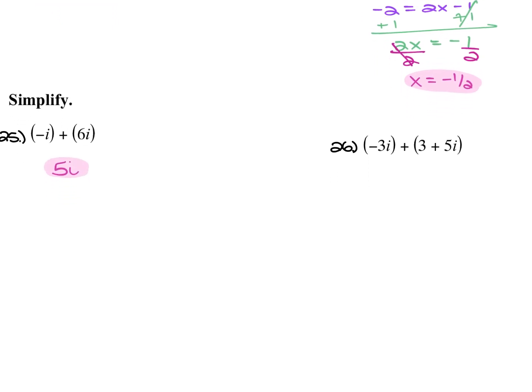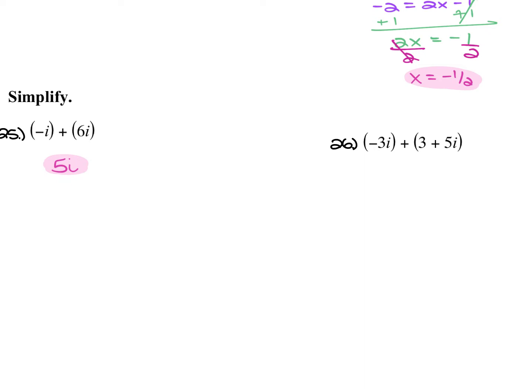For 26, you have negative 3i plus 3 plus 5i. You have addition between your two sets of parentheses, so you can get rid of them and just rewrite it using your addition. Your like terms here are the negative 3i and the 5i. So the 3 we're going to keep. Negative 3 plus 5 gives us positive 2. We keep the i on that, and that's just 3 plus 2i.